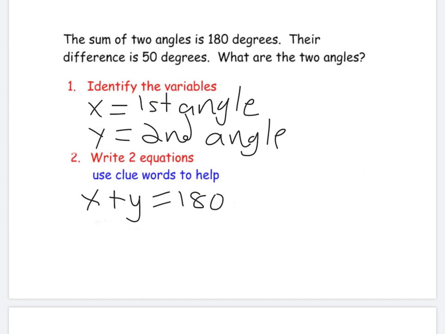The next sentence says their difference is 50 degrees. Difference doesn't mean addition like sum did. Difference means subtraction. So I'm going to have my angles subtracted from each other, and that's going to result in 50 degrees. So step 1 is to identify your variables and tell me what they represent, and it's always what the question is asking. And step 2 is to use the math words in the sentences to come up with two equations for your system.